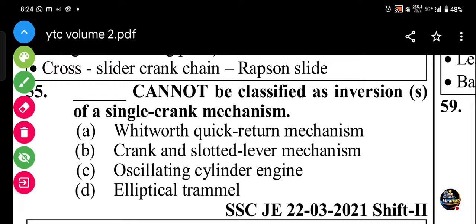Next question, friends. Dash cannot be classified as the inversion of a single slider crank mechanism. Options: quick return mechanism, crank and slotted lever mechanism, oscillating cylinder engine, elliptical trammel. Elliptical trammel is a double slider crank mechanism.